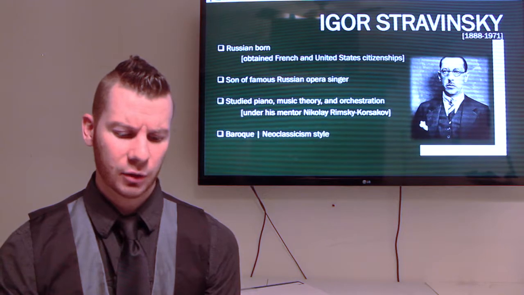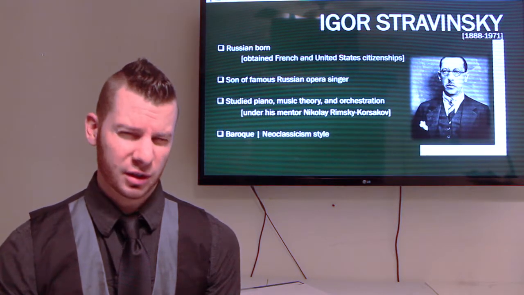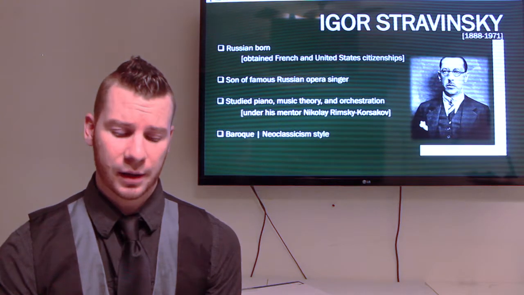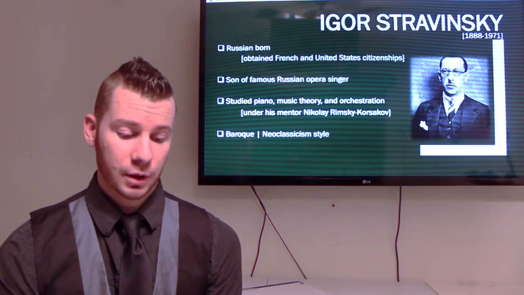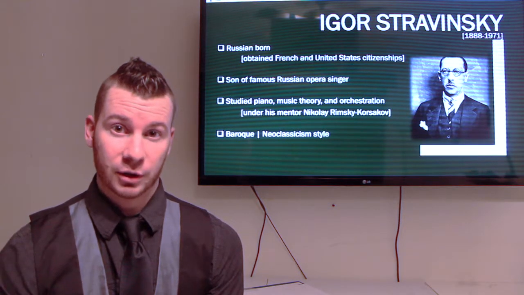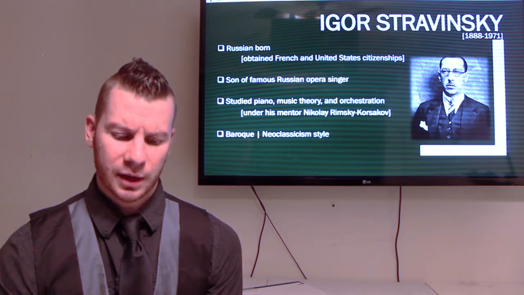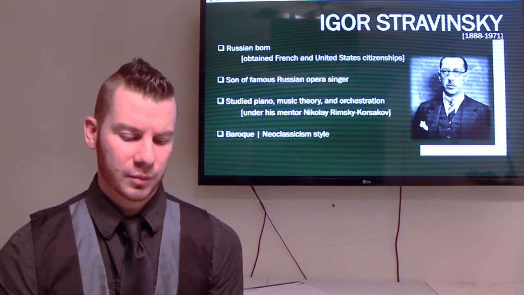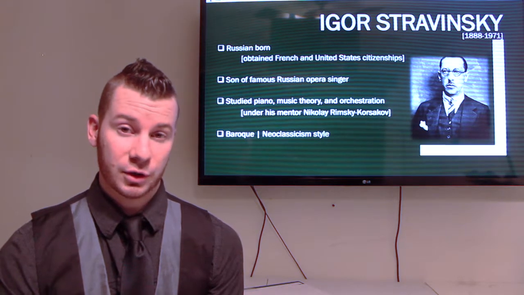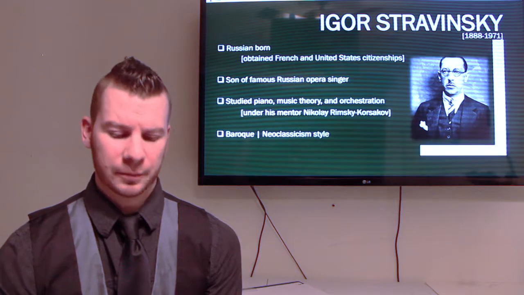He did study piano and music theory and orchestration. Mainly the piano and music theory, that's when he was younger. His dad kind of took him under his wing. The orchestration part, that's when his mentor, Nikolai, took him under his wing later on in his life. His basic styles, Igor Stravinsky first kind of started in the Baroque period, and eventually got to the neoclassicism style, which we'll talk about a little bit later.